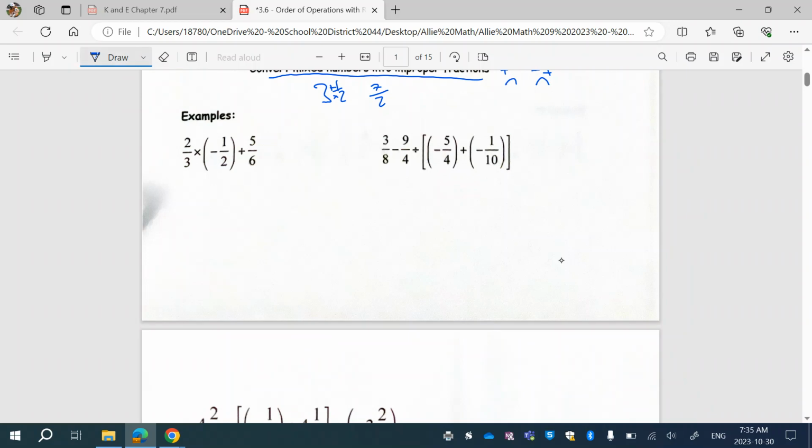So we have some brackets within brackets, but there's really only one operation going on inside this bracket, and it's addition. That means we need to have the same number on the bottom before we can add them. So let's deal with that first.